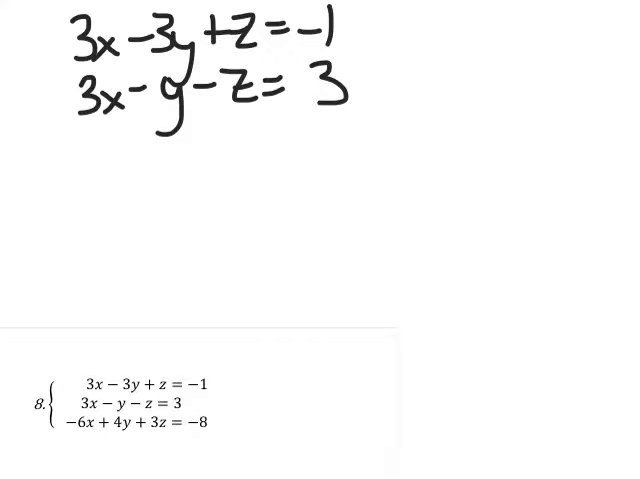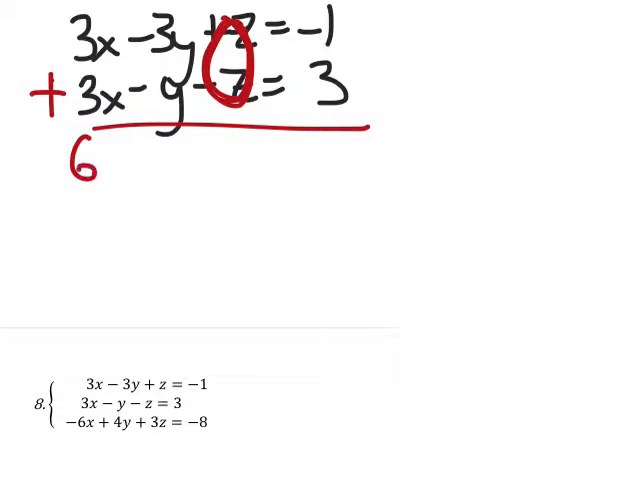So I can see I can either choose to eliminate the z's or the x's very quickly. And since the z's are opposites, I can eliminate them very quickly. So I'm going to choose to eliminate the z's. I'm just going to add both of these, and these will eliminate the z's. So I end up with 6x minus 4y equals 2. Well, that's great. That's a pretty nice equation there.